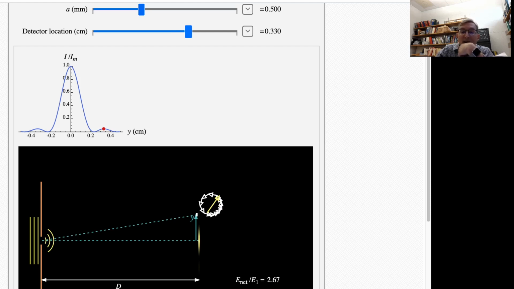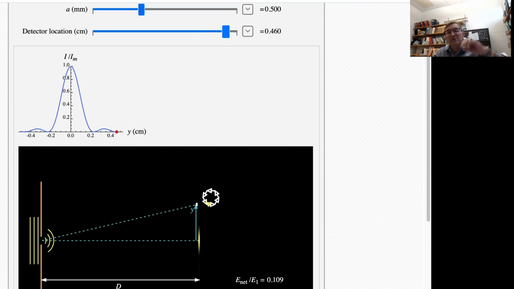And if I keep going, the E net's getting less again. And pretty soon, I'm going to be at the second minimum. I just passed it. Okay? So that's what's happening with the phasors as you imagine moving up the viewing screen. They're wrapping up into an ever tighter and tighter chain.